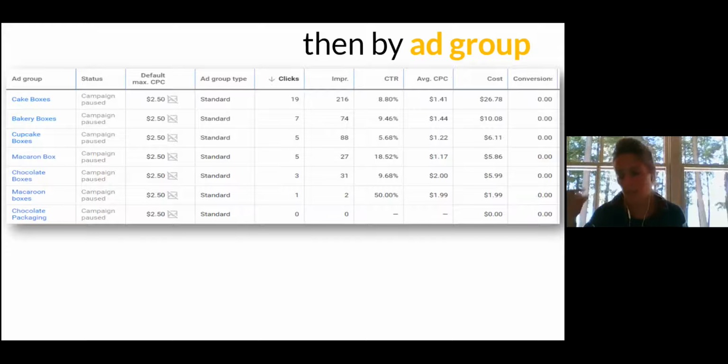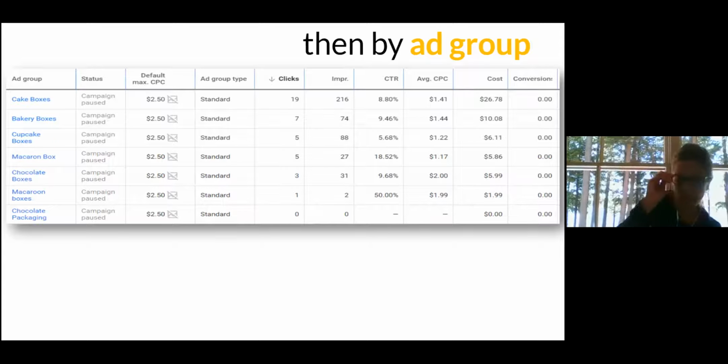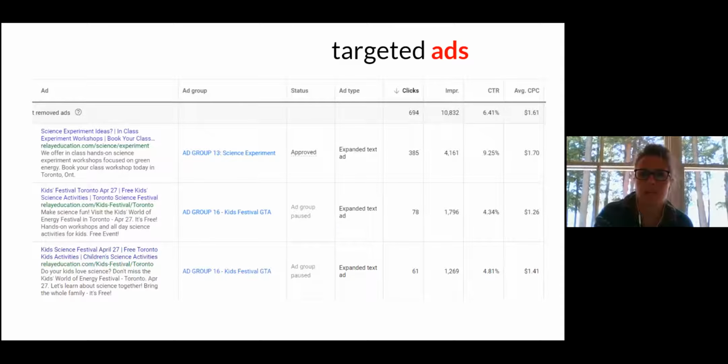The minute that your click-through rate starts to drop as compared to other advertisers who are in that auction, that's when your quality score begins to get damaged. And the one way that you can prevent that from happening is to create really granular ad groups so that you can write targeted advertising.